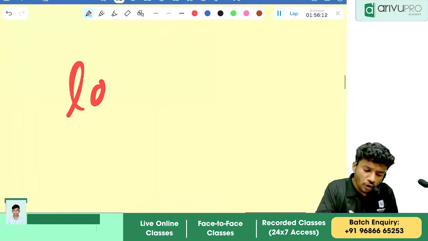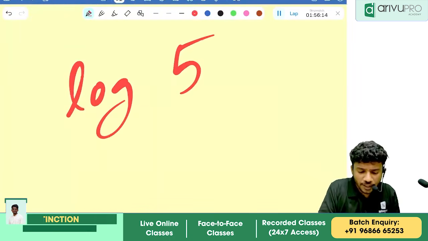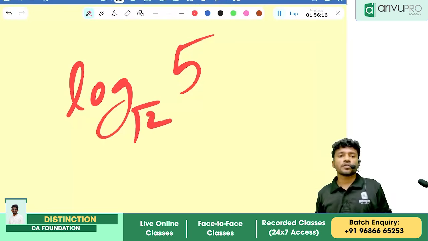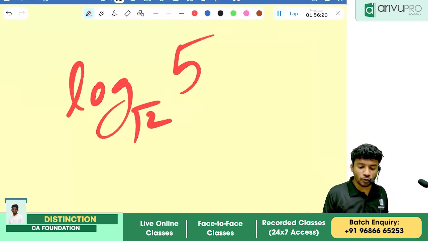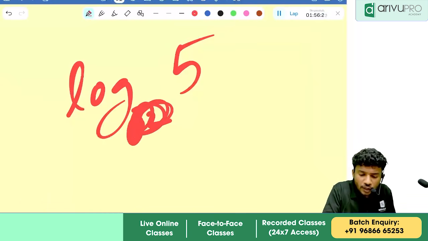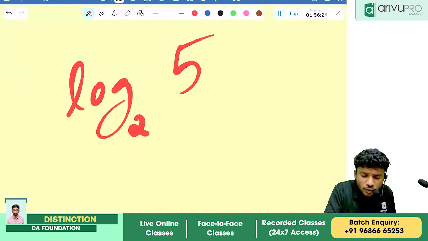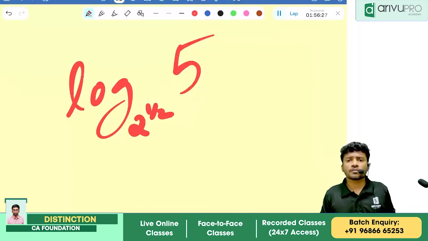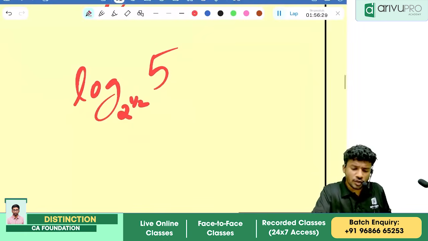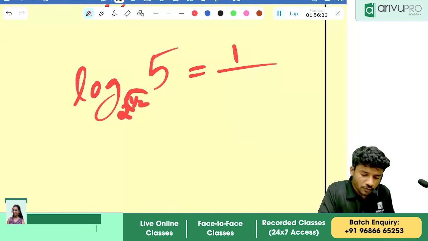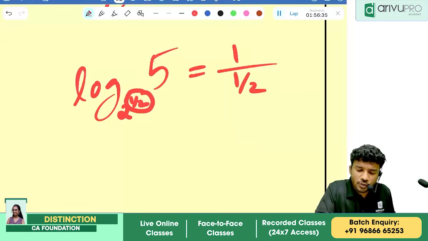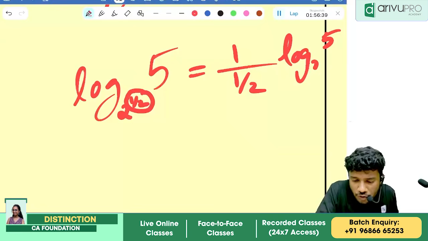Now, log of 5 to the base root 2. You will be like, root 2 came into the picture, I never heard about root 2. So for that, can I write root 2 as 2 raised to 1 by 2? So I will write it as 1 divided by the power, that is 1 by 2 into log of 5 to the base 2.